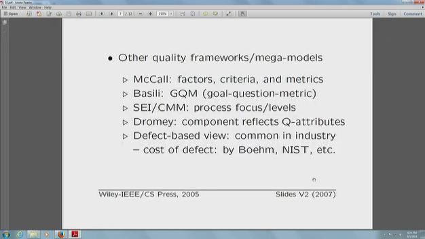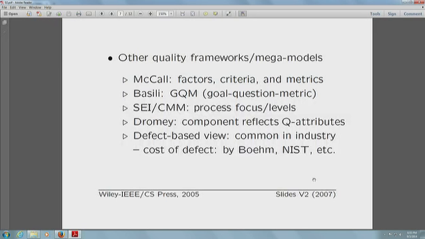Vic Basili came up with the so-called GQM paradigm: goals, questions, and metrics. Essentially you are looking at a goal-oriented approach instead of one general quality definition that fits all. He looks at it when you do some measurement to quantify things. What are you trying to quantify first? You try to look at the goal first.